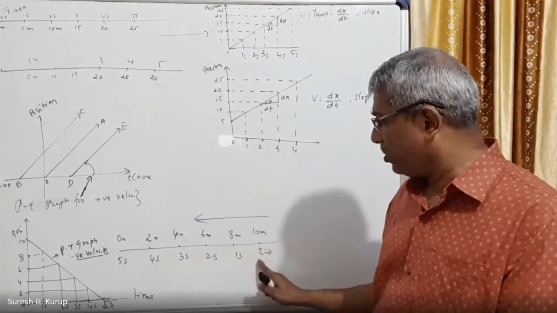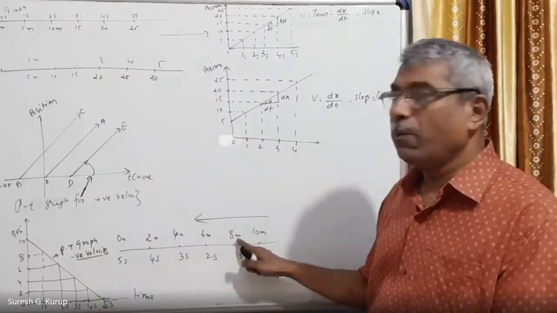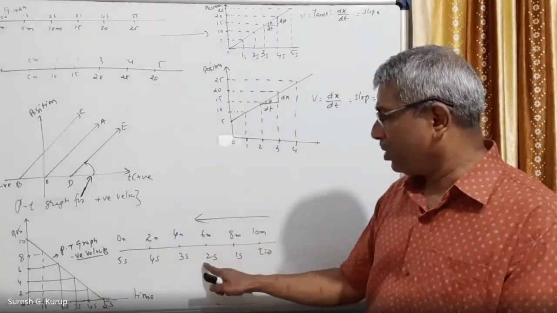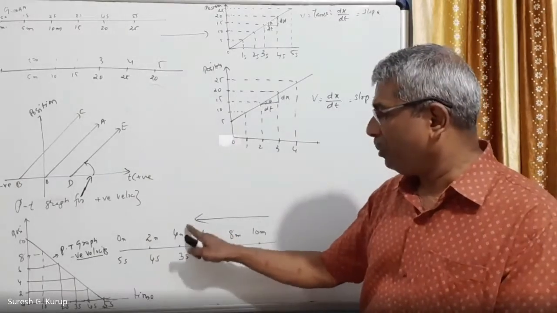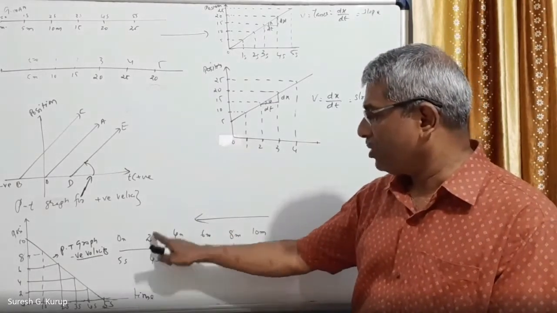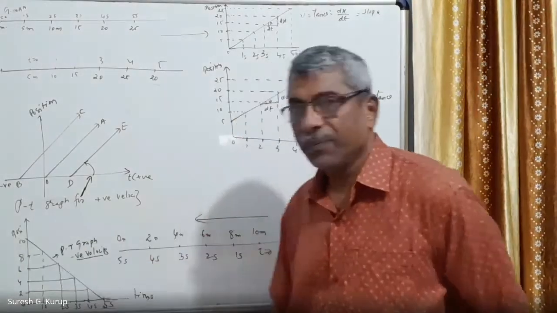So at t equal to 0, the position of the body was 10 meters. When t is equal to 1 second, the position is 8 meters. At 2 seconds, the position is 6 meters. 3 seconds, 4 meters. And 4 seconds, 2 meters. And 5 seconds, 0 meters. That is drawn here. Right?